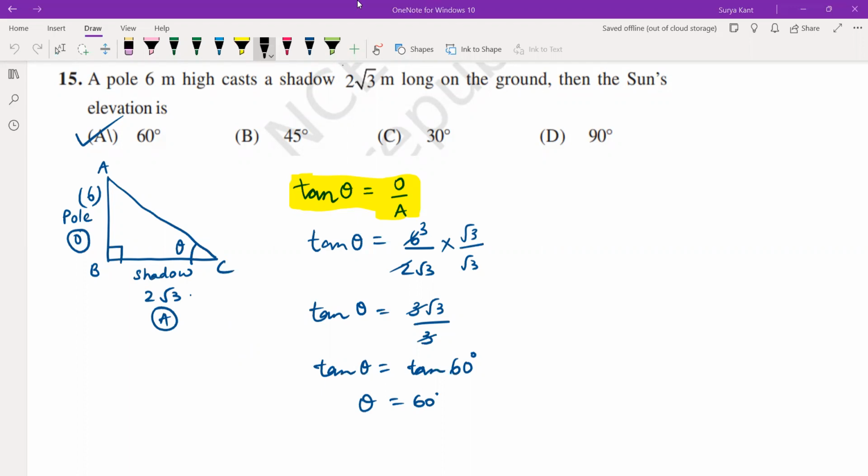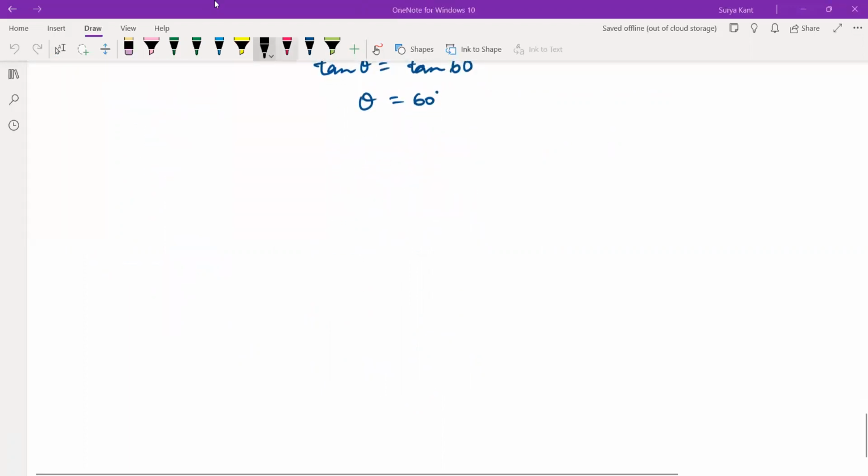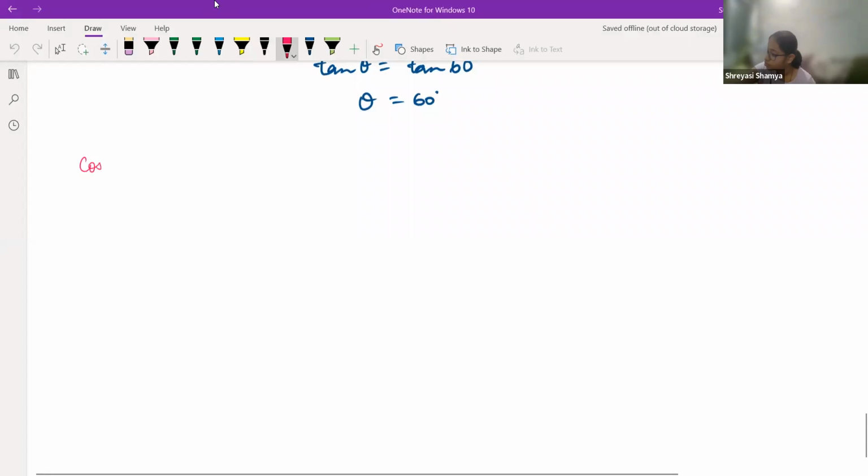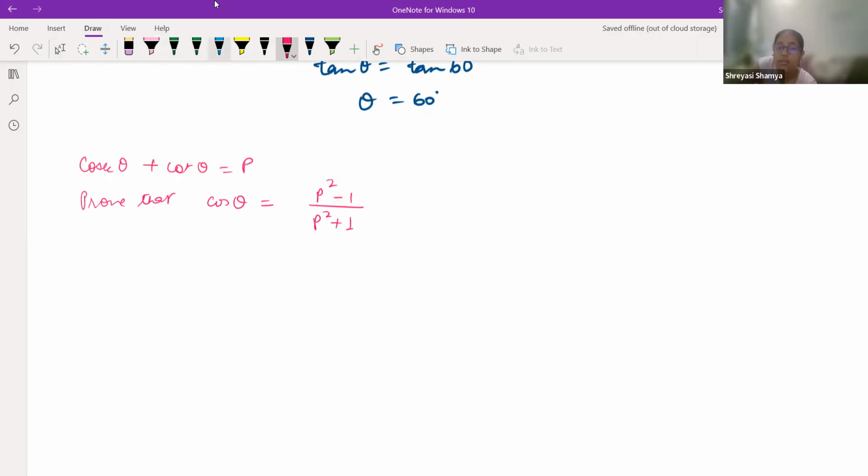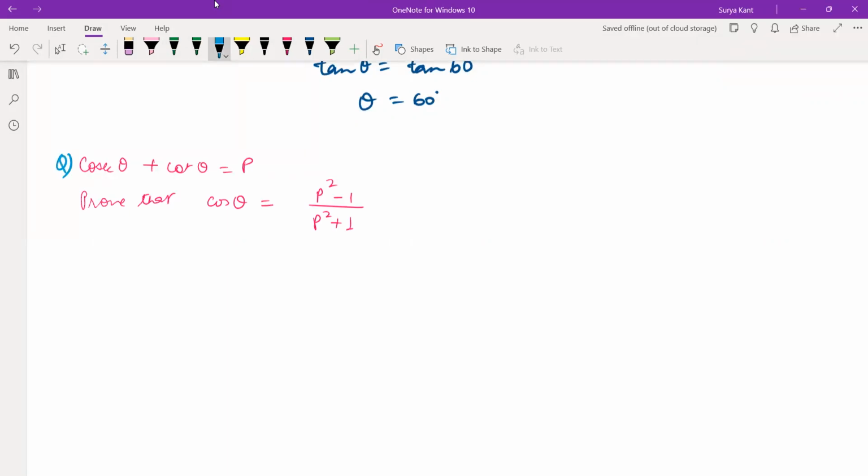So first, third question is easy, very easy, right? You have doubt in question number second, right? This cosec theta wala part, right? Yes, sir. Cosec theta plus cot theta whole square is equals to P. Then prove that cos theta is equals to P square minus 1 divided by P square plus 1, right? No one has done this in the whole class.